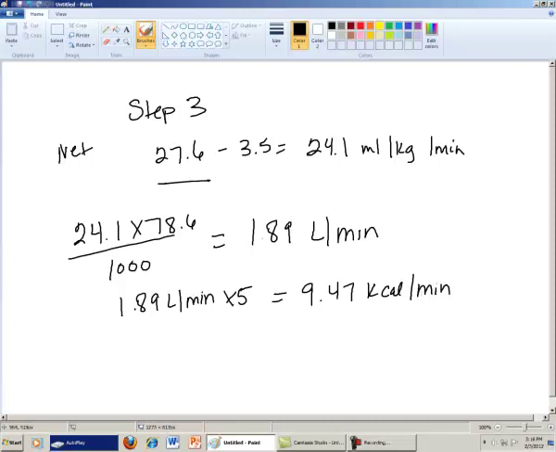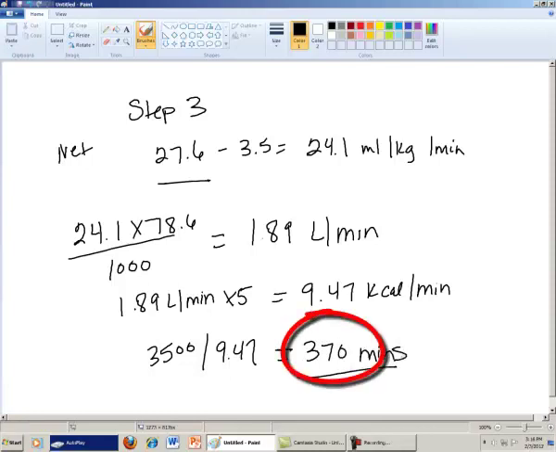Now the question was, how long is it going to take him to burn a pound of fat? There are 3,500 calories in a pound of fat. So in order to figure this out, I simply need to divide 3,500 by 9.47. So 3,500 calories in a pound of fat, and he's burning 9.47 calories per minute, and that's going to give me a little over 370 minutes total that he's going to have to work out.